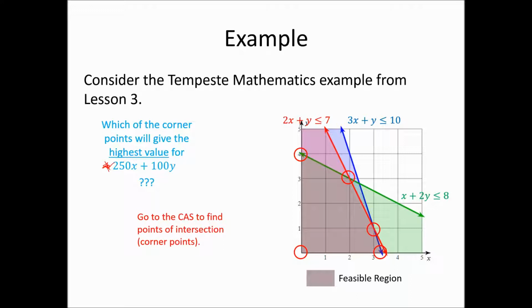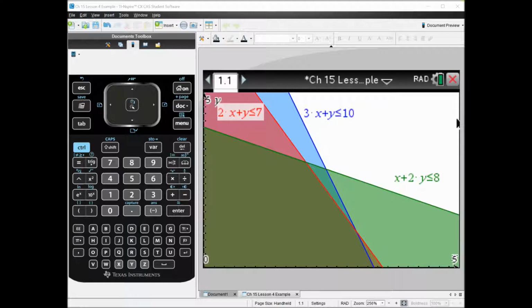So we'll go to the CAS now, and we'll find the points of intersection to get those corner points. Alright, so here is my graph of all of the inequalities. Again, look back at lesson 3 if you want to see where these came from. But that's the picture that I just had on the slide previously. So we want to find our corner points, and I'm just going to draw those on here again for you. So we've got 1 here, 1 here, 1 here, this guy, this one, oh, sorry, I just drew one that's not actually a corner point.